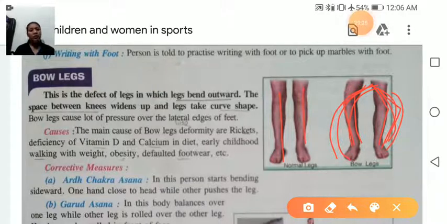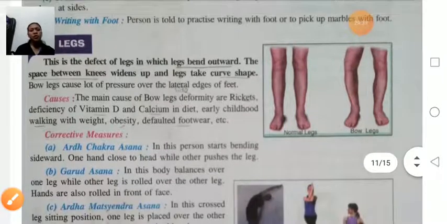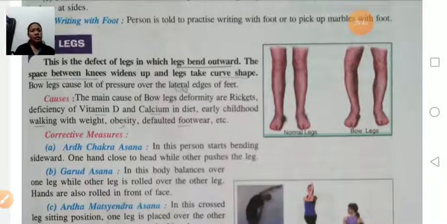And bow leg causes a lot of pressure over the lateral edge of the feet. In this side of the feet it puts a lot of pressure. The main cause of bow leg is the deformity of rickets, deficiency of vitamin D, calcium. If you have a calcium problem in diet, early childhood walking. If the child walks early with weight, if he is overweight, obesity, defective footwear, if his shoes etc. are not good quality or defective, these are the causes.